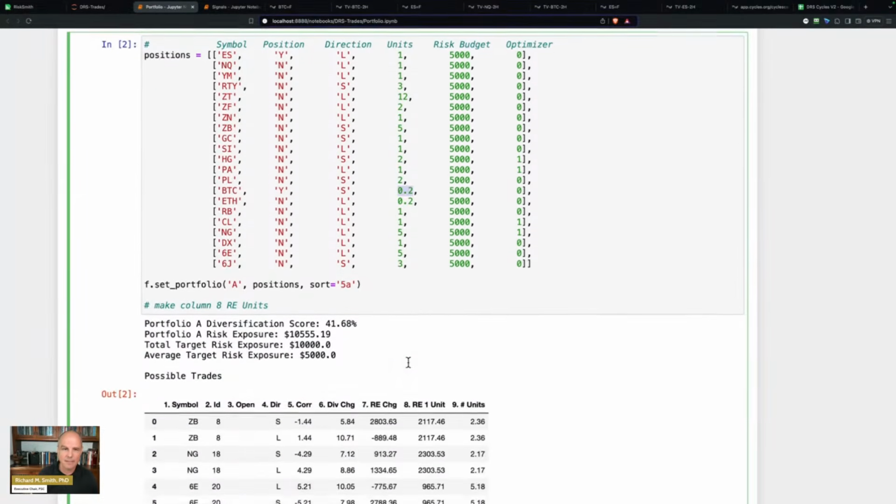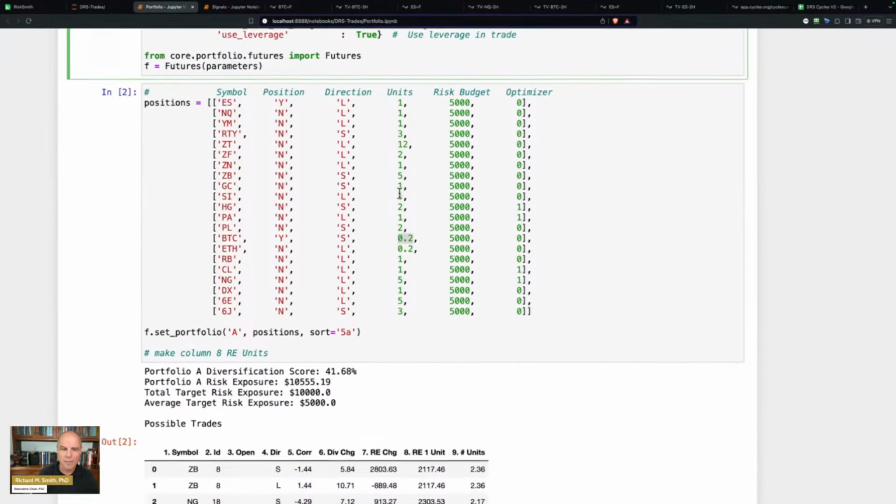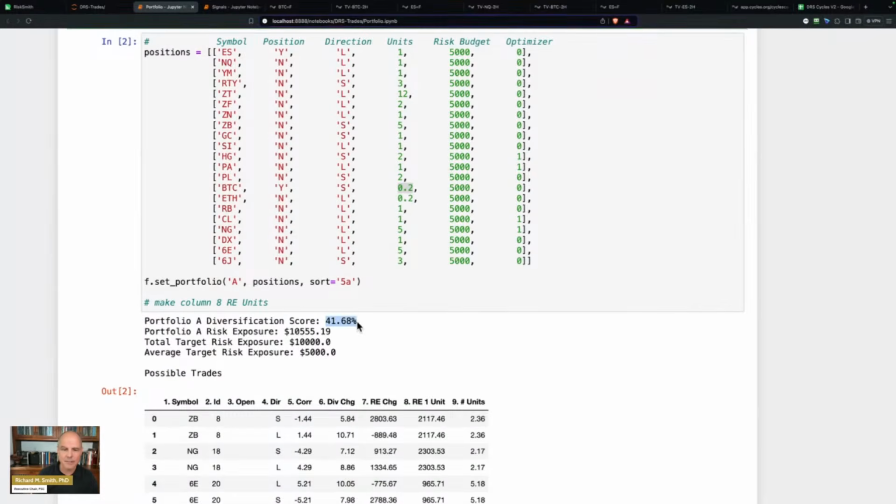All right, let's look at, by the way, this is based on 2-hour bars. So right away, I can see this portfolio has a diversification score of about 42% and an exposure of $10,555. What does that mean? It means that if this portfolio of 2 positions went against me for 10 periods in a row. Here my periods are 2 hours. So 10 periods is about 20 hours or about 1 day in the futures markets.